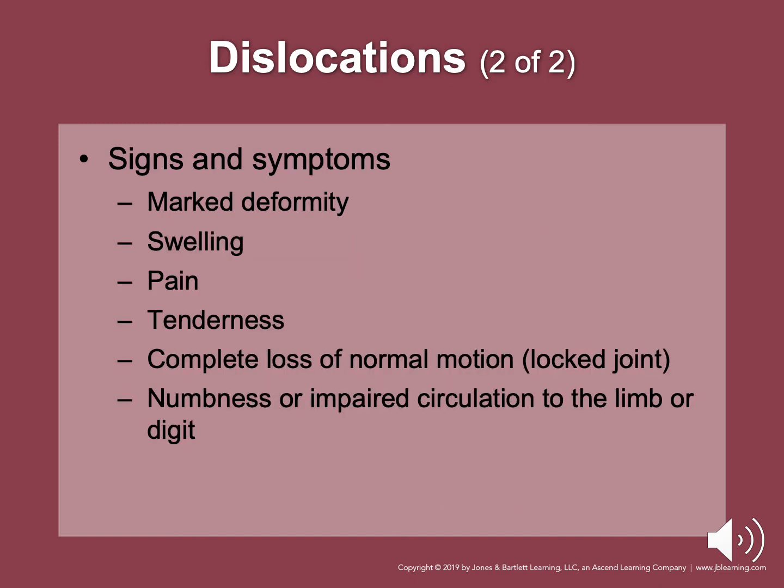Pain, tenderness, virtually complete loss of normal joint motion, numbness or impaired circulation to the limb or the digits. So consider it an urgent injury because of the potential for neurovascular compromise distal to the site of the injury. Always assess the patient's neurovascular status distal to the site of dislocation.